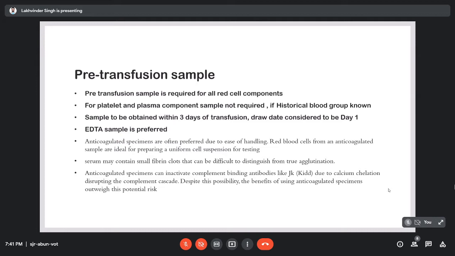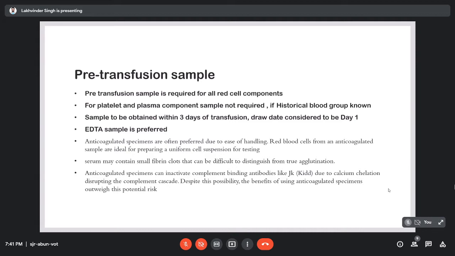And if you have cross-matched a blood unit on day 1, on day 4 that blood unit cannot be transfused because that unit may or may not be compatible now. So after 3 days, we have to receive back the blood. We have to cross-match fresh blood for that patient. And for pre-transfusion sampling, we prefer the EDTA samples.